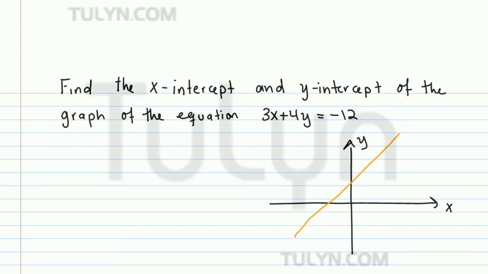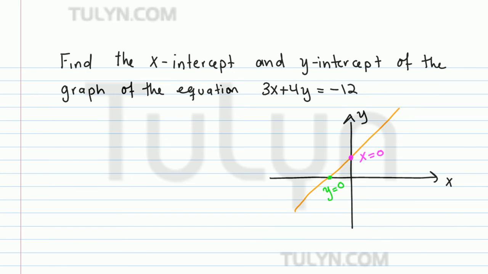So our x-intercept is the point where it crosses the x-axis. And since this is the x-axis, that would be at this point. And at this point, our y value is equal to 0, right? Let's rewrite that. Our y value is equal to 0 when we have our x-intercept. And similarly, the y-intercept is the point where the line crosses the y-axis, that's this point right here. So at this point, x is actually equal to 0.